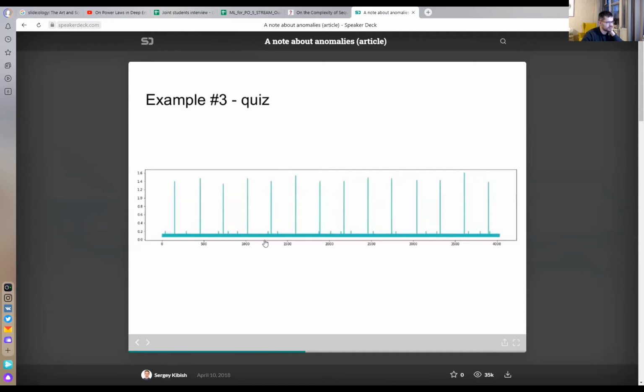Okay, another example, also quite challenging, and to be sure I forgot the answer to it, but we will see later. Where do you think is the anomaly on this slide?